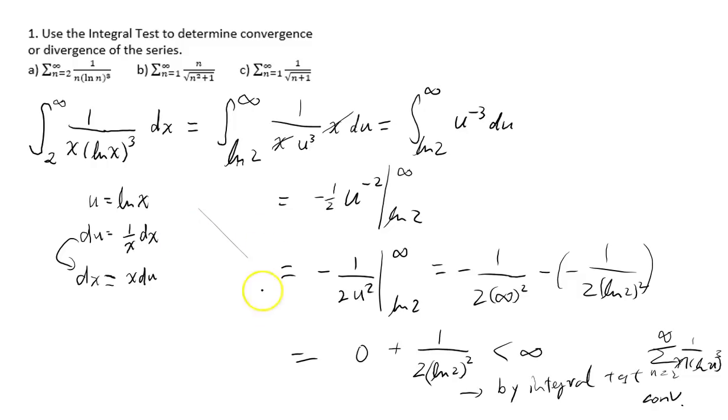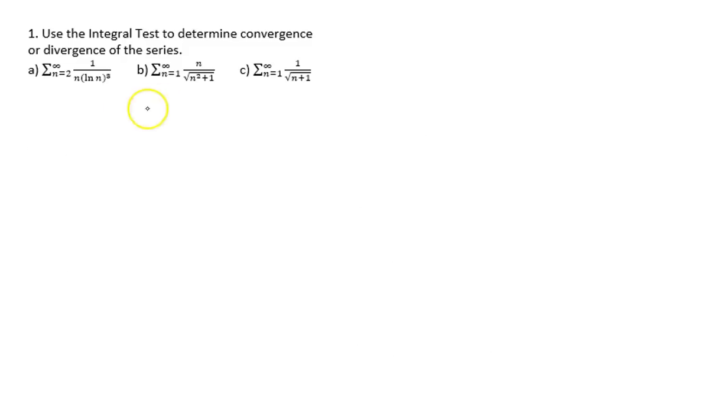Okay, so all I'm trying to say is that this integral value serves no other purpose than to show whether the original series converges or diverges. The actual value really doesn't say anything about the summation itself. Let's move on to the next question.